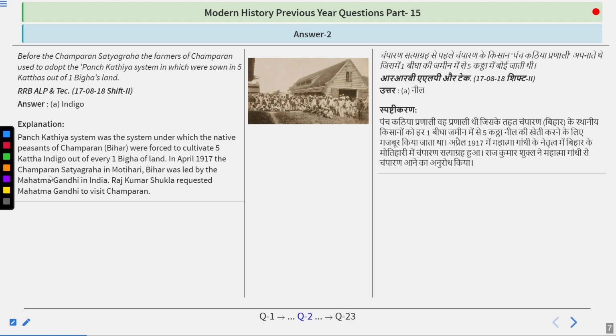So the Panch Katya system was the system under which the native peasants of Champaran were forced to cultivate indigo on 5 kathas out of every 1 bigha of land. In April 1917, the Champaran Satyagraha in Motihari, Bihar, was led by Mahatma Gandhi in India. Rajkumar Shukla requested Mahatma Gandhi to visit Champaran. So do remember, it is related to the cultivation of indigo. The Indigo revolt particularly started in 1860, and Deenbandhu Mitra wrote Neel Darpan, also related to the cultivation of indigo. Later on, Gandhiji led the Champaran movement against the indigo cultivation.